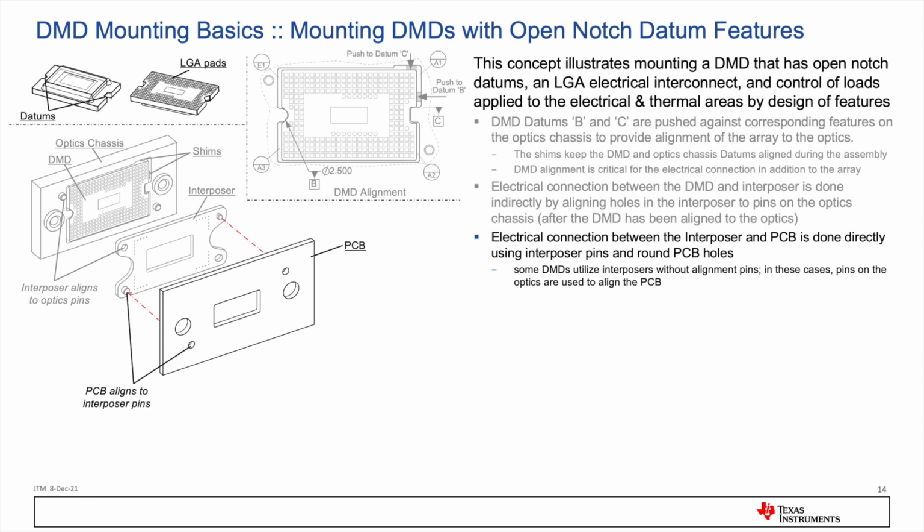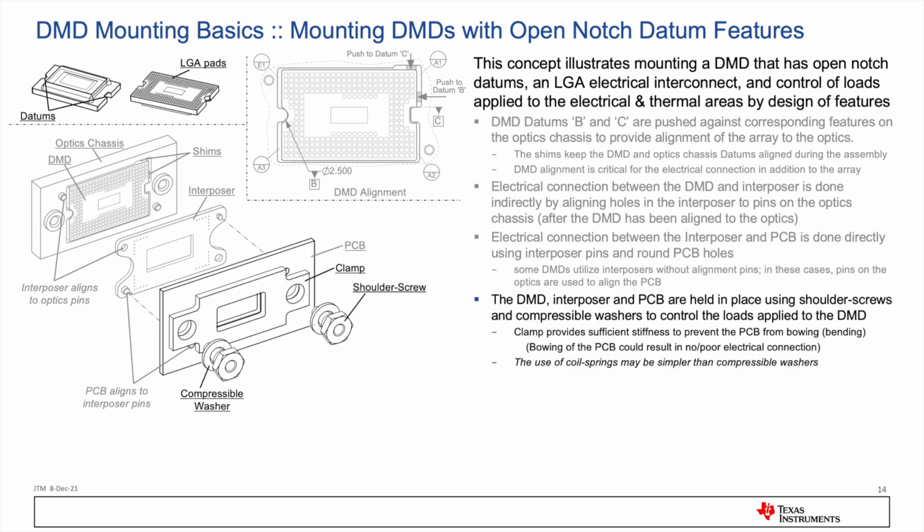Some DMDs utilize an interposer without alignment pins. In these cases, the pins on the optics chassis are used to align two holes in the PCB. The DMD, interposer, and PCB are clamped together using shoulder screws and compressible washers to control the loads applied to the DMD electrical interface. The clamp provides sufficient stiffness to prevent the PCB from bowing.